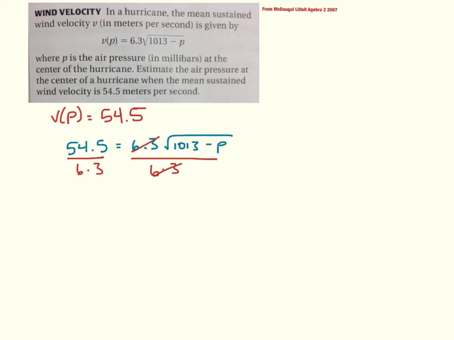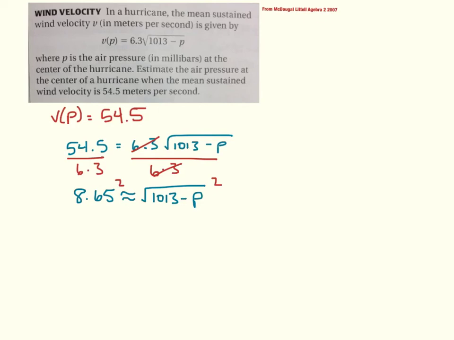Now this gives us about 8.65. So 8.65 is about equal to the square root of 1013 minus p. So I'm solving for p. Estimate the air pressure. Now I've got the square root by itself. How do I knock the square root sign off? Well, I square both sides.